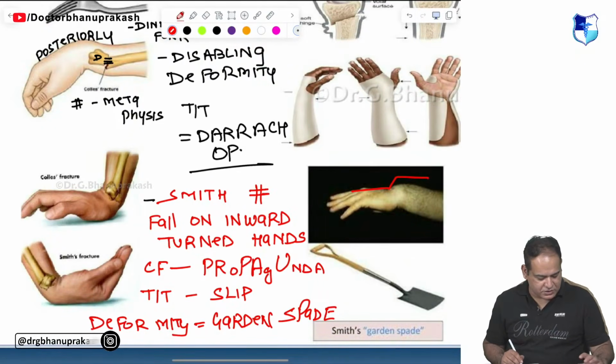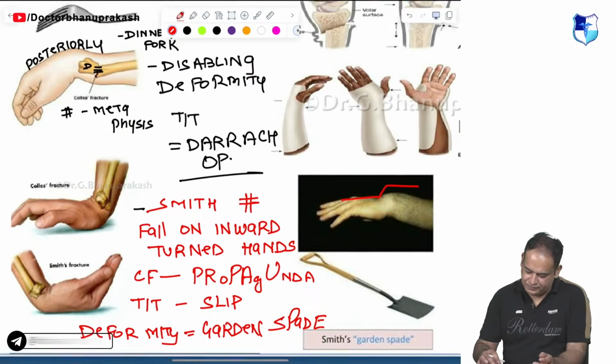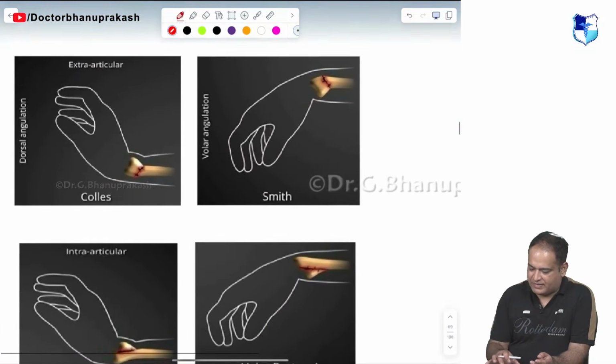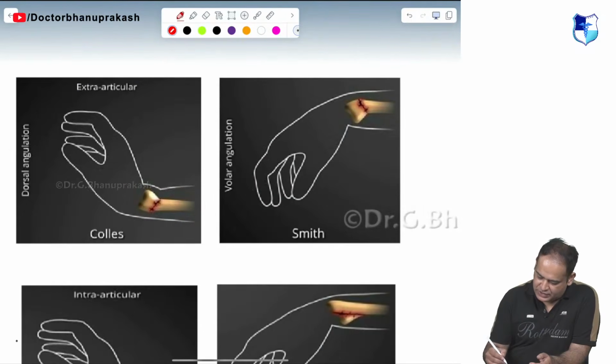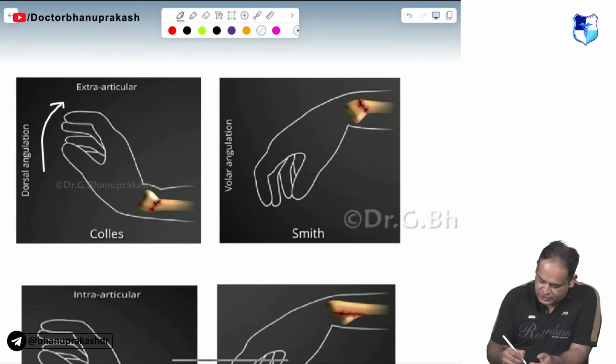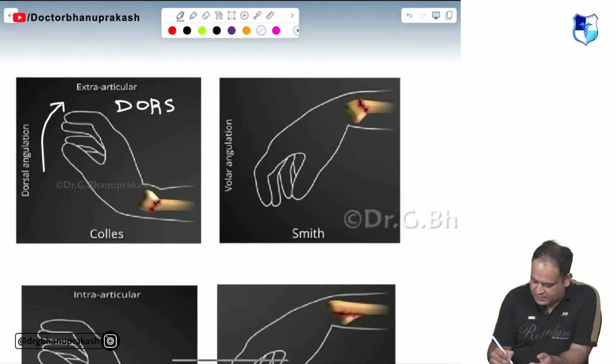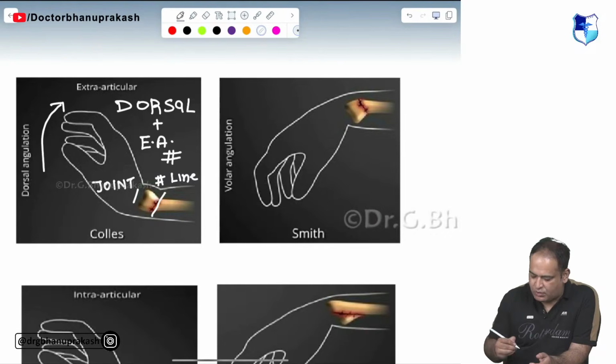Colles fracture and Smith fracture. Now very quickly, let us compare Colles fracture and Smith fracture. In Colles fracture, you notice that the angulation is dorsal. See, this is the joint, this is the fracture line. So what kind of fracture is this? Extra-articular fracture, away from the joint.